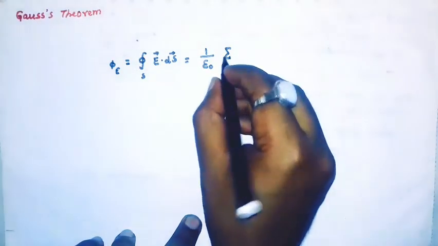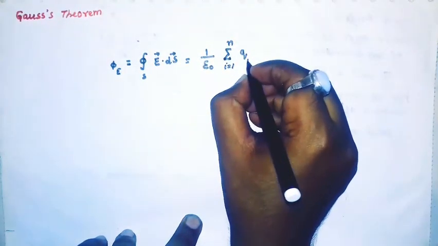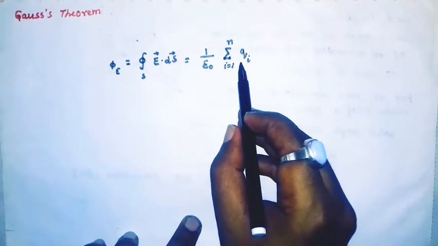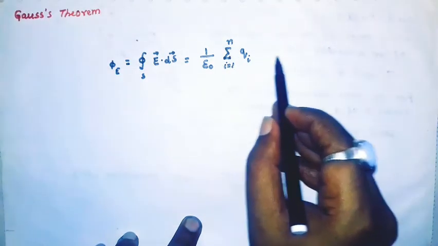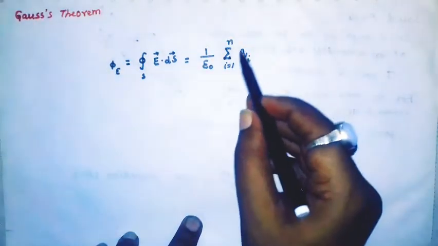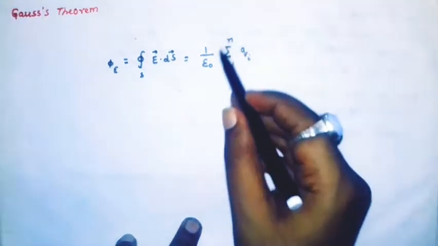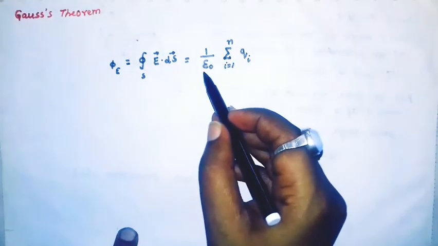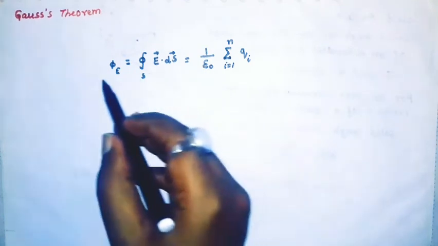summation over i equal to 1 to n q i, that is the total charge across the surface, that means q1 plus q2 plus q3 and so on up to qn. If the surface consists of n number of charges, then the total charge across the surface is denoted by this quantity. So total charge across the surface divided by epsilon naught, this will give us the value of phi.